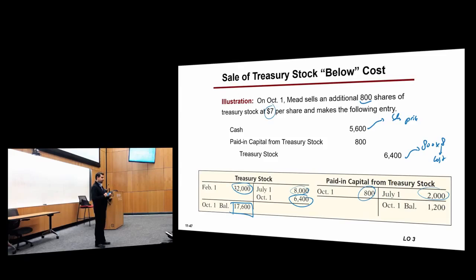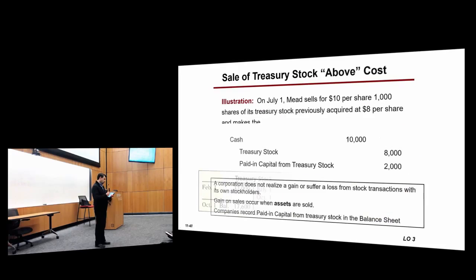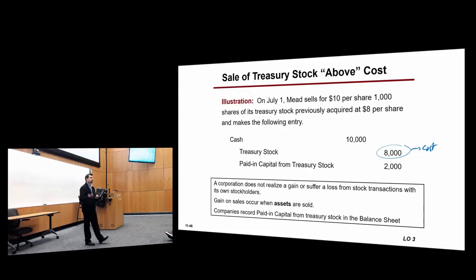Why is it 2,000 above? That was in the previous slide. The cost was 8,000. This is cost. It carries over. It's a T account. So the first transaction, it was 2,000. You had a credit of 2,000. Okay? So this is a credit.